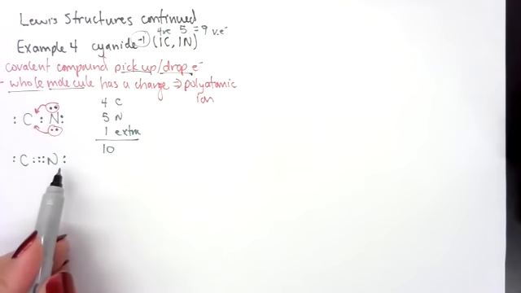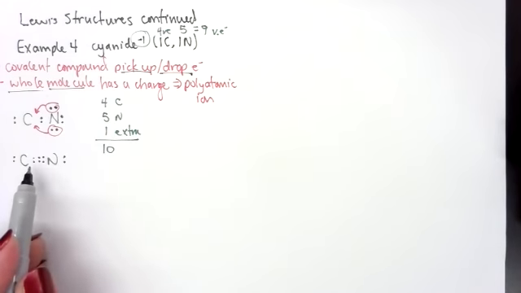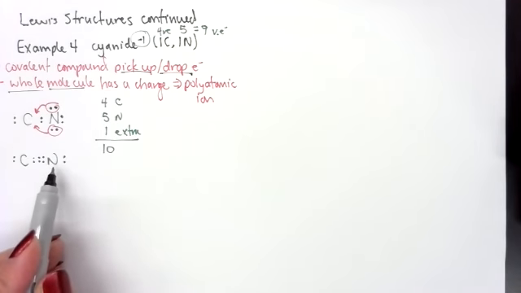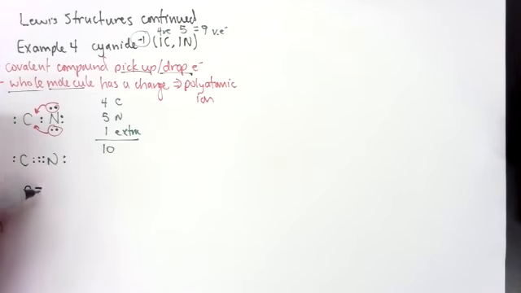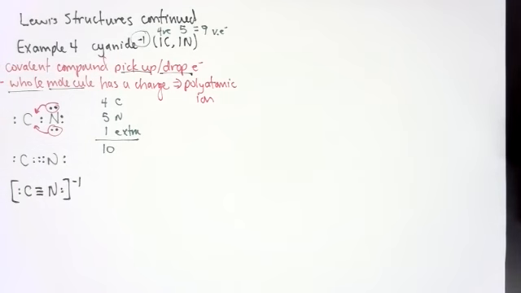Okay, I need 10 electrons. Let's do a check. 2, 4, 6, 8, 10. That's good. Does carbon have an octet? 2, 4, 6, 8, 10. Does nitrogen have an octet? 2, 4, 6, 8. Yes. So when I draw this Lewis structure, I'm going to go like this, but because it's a polyatomic ion, I have to put the whole thing in brackets, and I have to put the charge outside the brackets. So that's something extra we have to add.